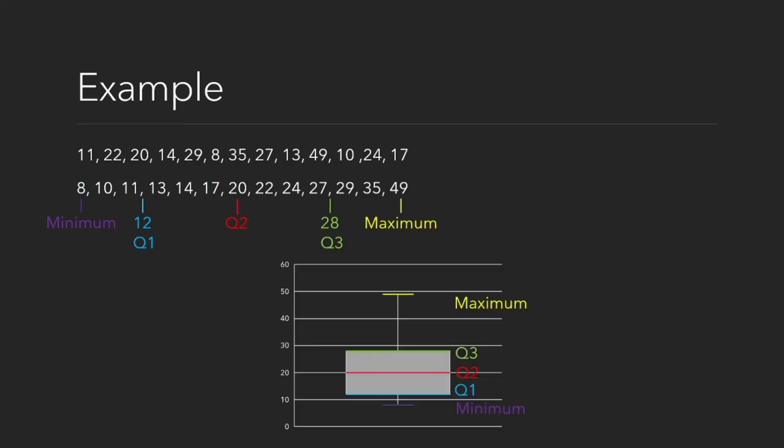Now we need to define the range. The interquartile range is the difference between Q3 and Q1. So the formula for interquartile range is Q3 minus Q1. In our case, this is 28 minus 12 equals 16. So 16 is the interquartile range.